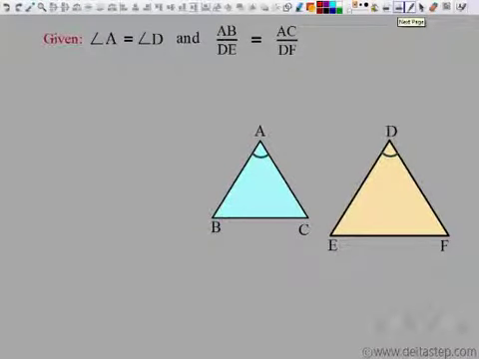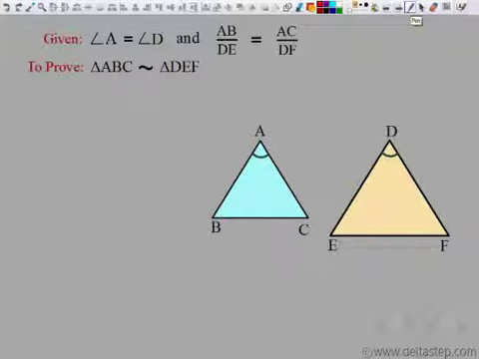We have that angle A is equal to angle D, and we also know that AB by DE would be equal to AC by DF. So this included angle and these sides are proportional. So we have this. What do we want to prove? That this condition is sufficient to prove similarity. So we want to prove that this triangle, the smaller triangle, is similar to this bigger triangle.